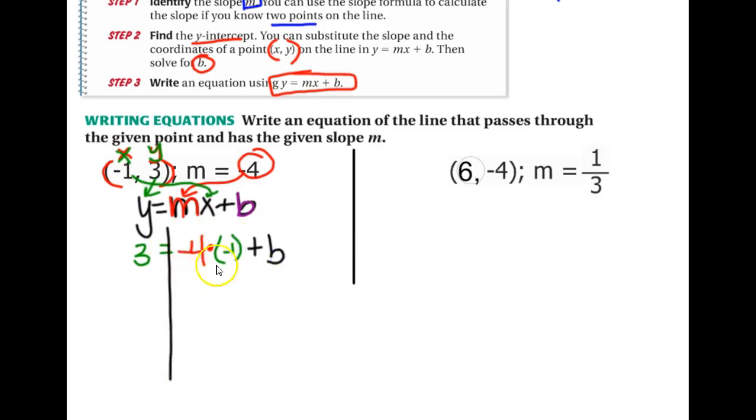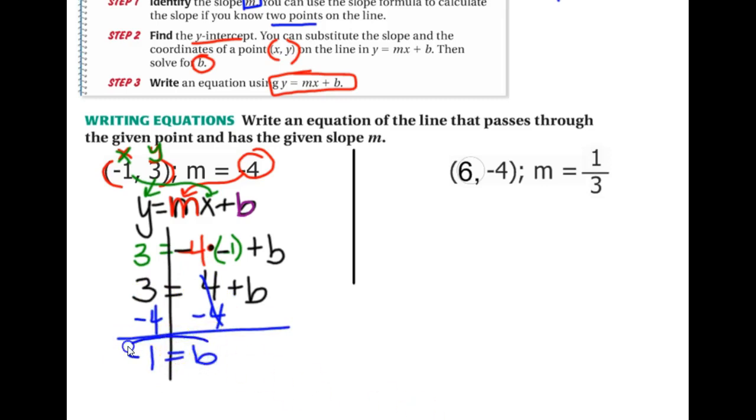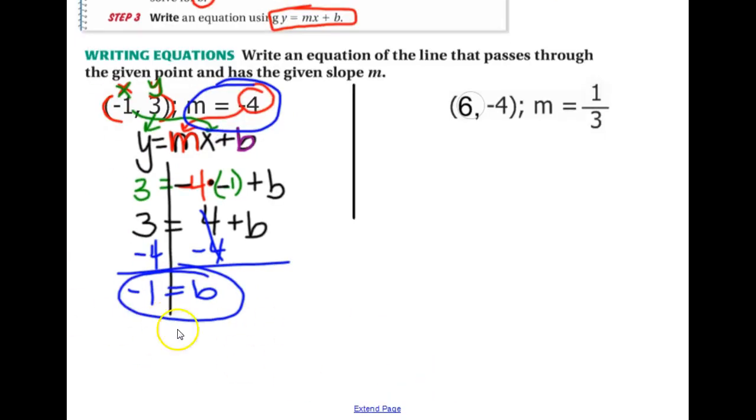So if we solve this, simplify first, -4 times -1 makes a +4 plus b. And all we're trying to do is get b by itself, so I need to subtract 4. So 4 minus 4 is 0. 3 minus 4 is -1. So now we have b, and we have m. We can write an equation. So our equation should read y equals mx plus b. So m is -4x. Plus b, or in this case, minus b, -1.